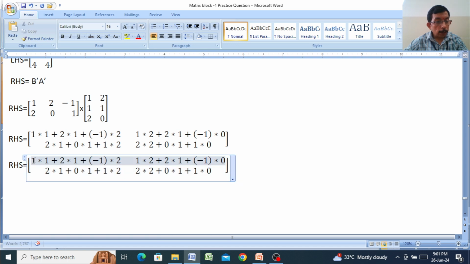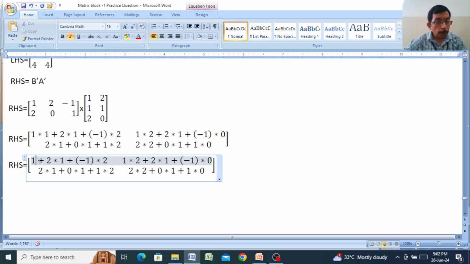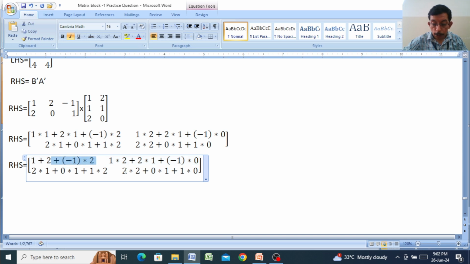One multiplied by 1, the result is 1. Note down 1 in the same position. 2 multiplied by 1, the result is 2. Note down the 2 in the same position. Minus 1 multiplied by 2, the result is minus 2. Note down minus 2 in the same position. 1 multiplied by 2, the result is 2. Note down 2 in the same position. 2 multiplied by 1, 2. Note down the same position. Minus 1 into 0, 0. Note down the same position.